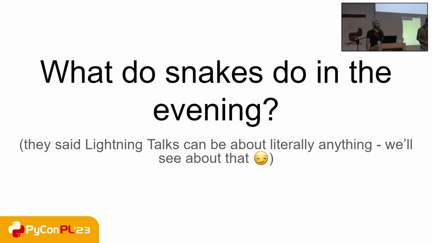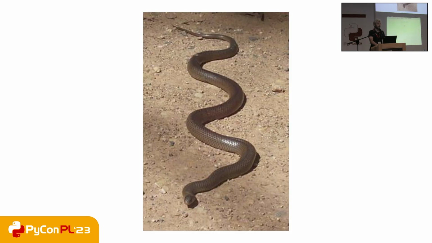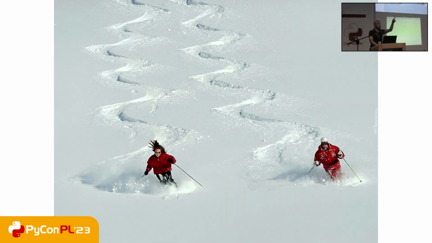All right, so hello everyone, I'm Łukasz, and I have a question. Do you know what animal is on that logo? Yeah, that's a snake. Do you know what snakes do? Snakes do zigzags, great. And do you know what else does zigzags? Yes, exactly, skiers. I knew that you would figure it out.